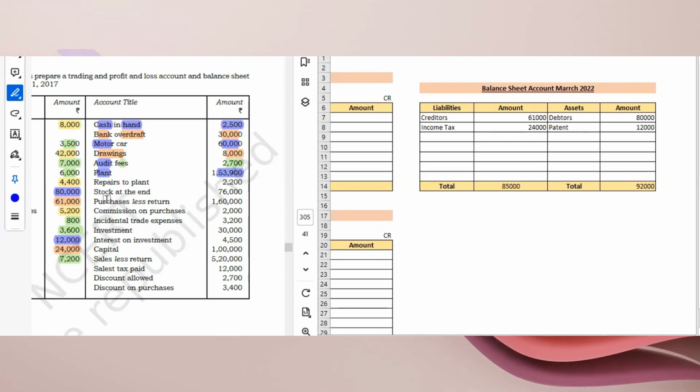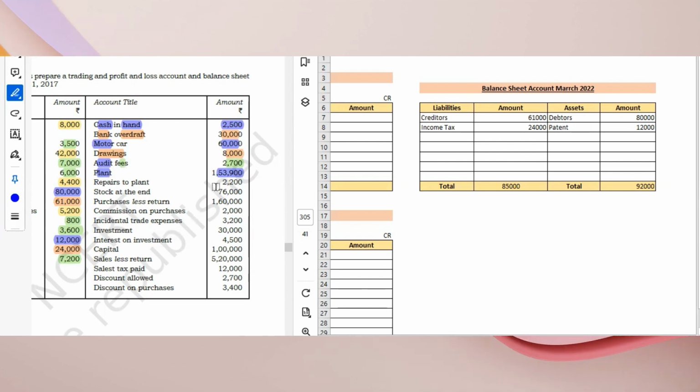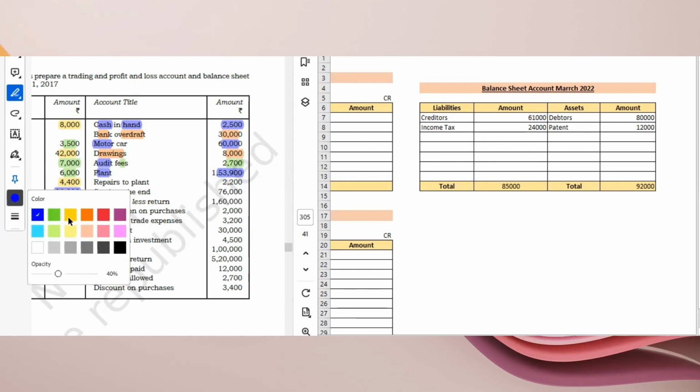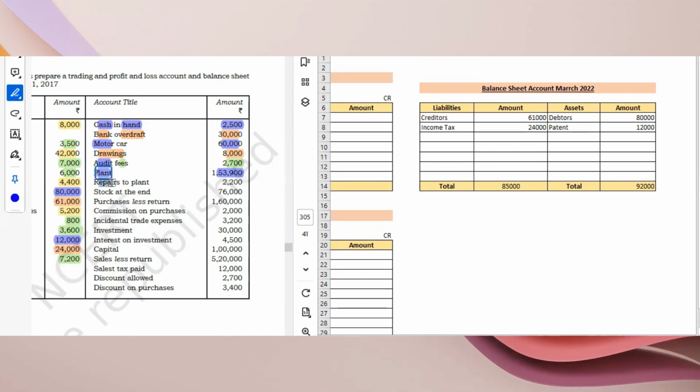Repairs to plant. So plant is an asset, but for this plant you are making some repairs, and it is an operating expense. So you can put it in operating. This is a P&L item. So next, P&L is nothing but your green, right? So just mark it on the green.